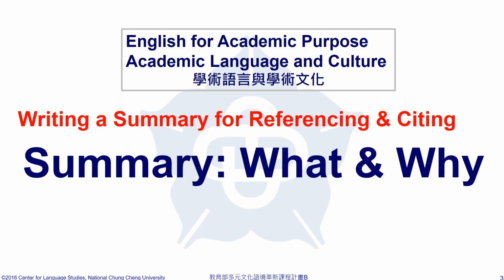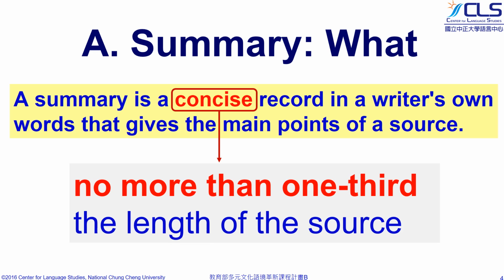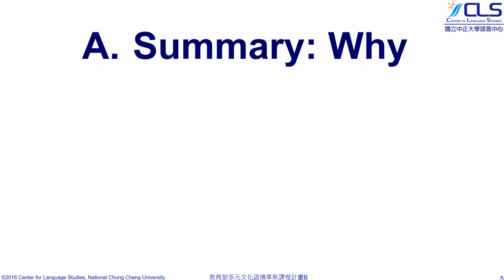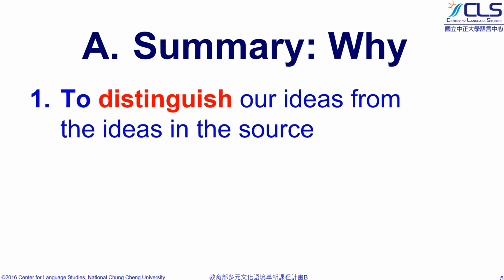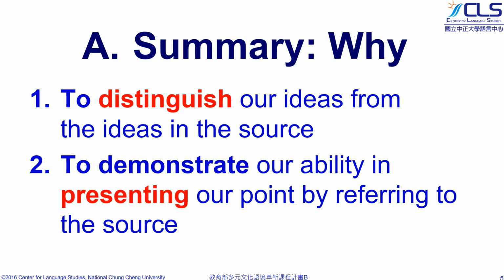So, what is a summary, and why is summary important in citing others' works? A summary is a concise paraphrase of all the main ideas in the source we cite. Usually, the length of a summary is no more than 1/3 the length of the source. An effective summary is important because it can help us distinguish our ideas from the ideas in the source that we cite. It can also demonstrate our ability in presenting our point.